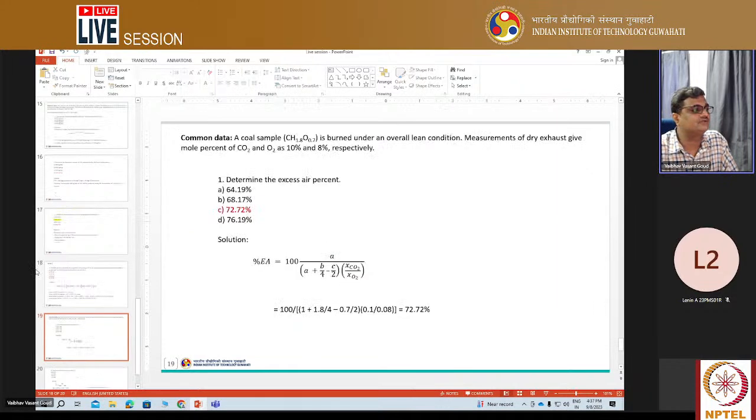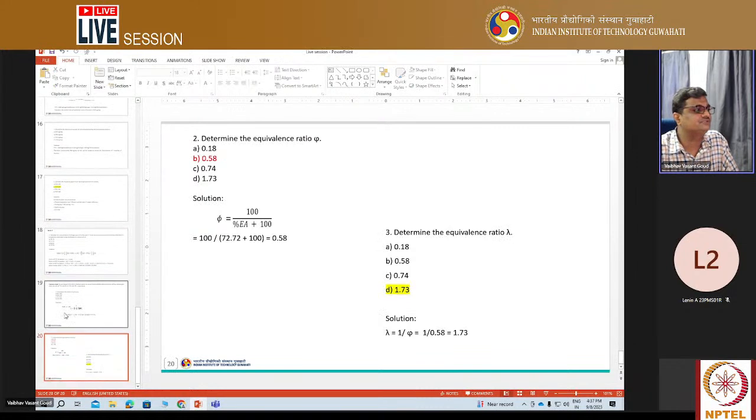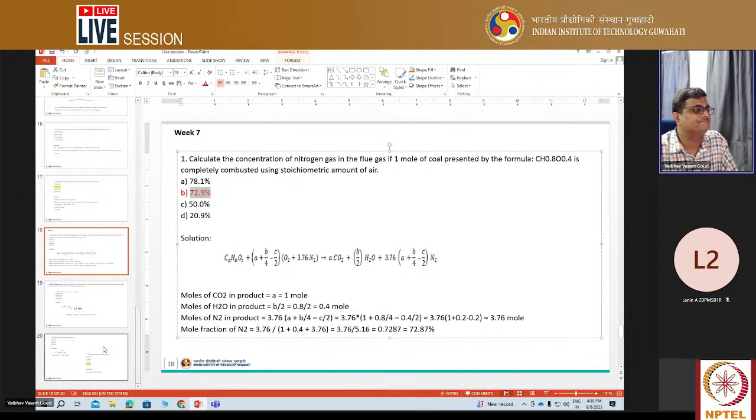Because this c we are trying to get from this equation here, C_aH_bO_c. So c here is 0.4, and once we know these values, just substitute them in this equation and we will get the mole fraction of nitrogen, that is 72.87, rounded up to 72.9. So sometimes you may find this kind of small round-off error in the calculation.